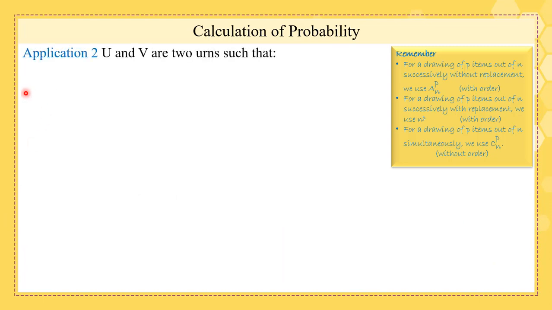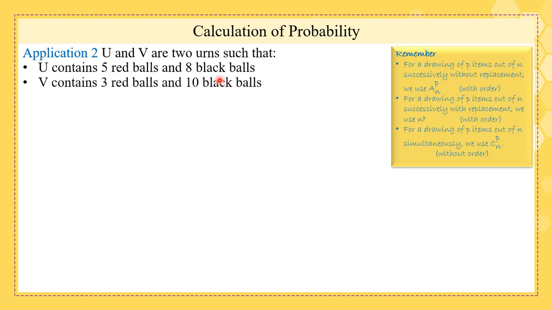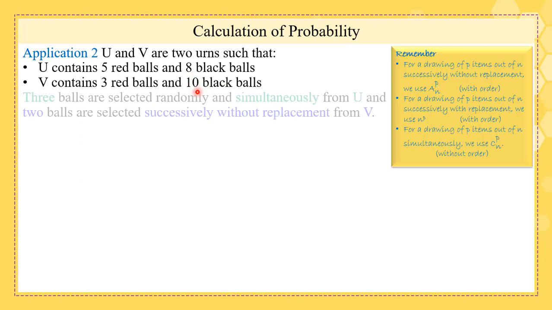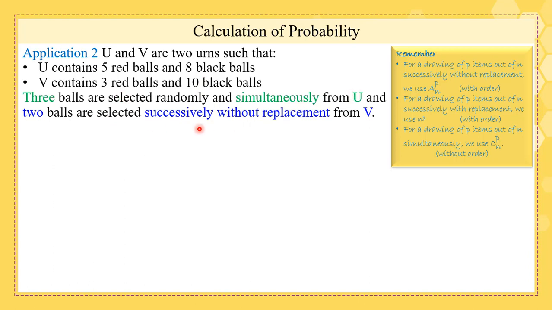Now let's see the second application. U and V are 2 urns such that U contains 5 red, 8 black, and V contains 3 red, 10 black. So each urn contains 13 balls. 3 balls are selected randomly and simultaneously from U, and 2 balls are selected successively without replacement from V.